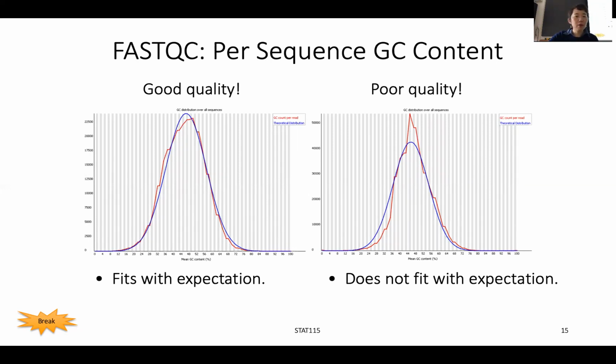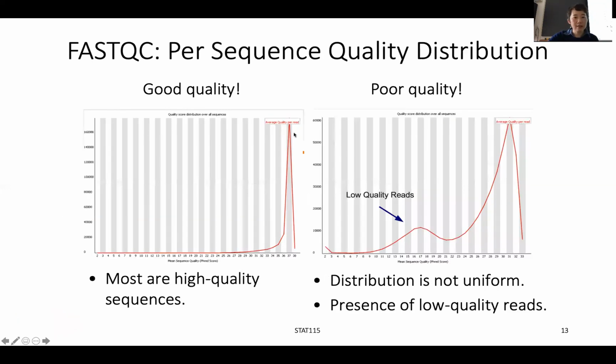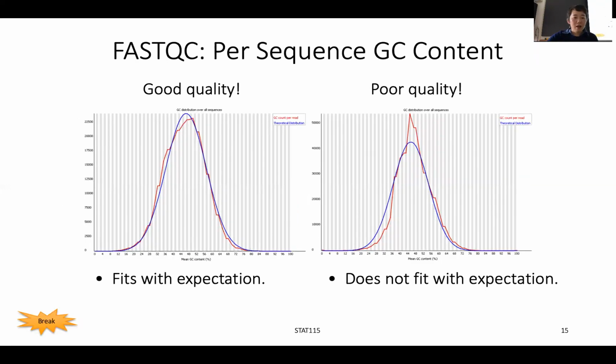So I would say most of the time, we just get this. The average quality, if you get something like 30, that's good enough. Okay. So questions about our FastQC?